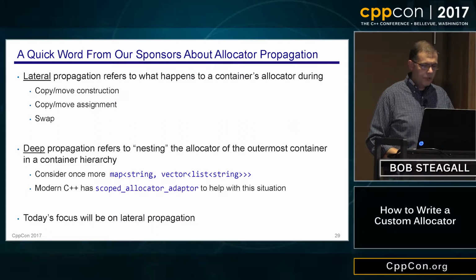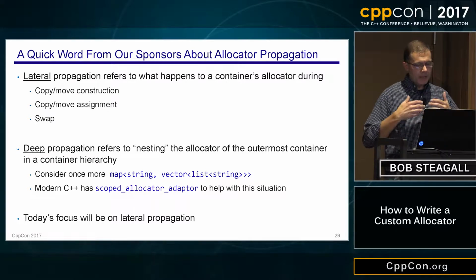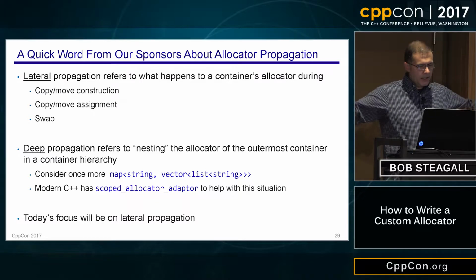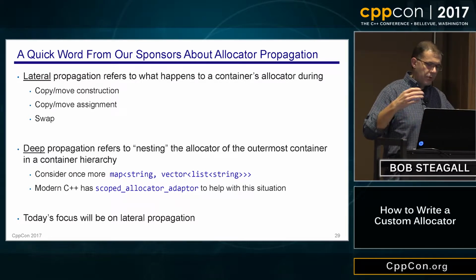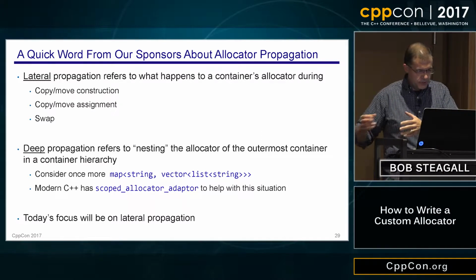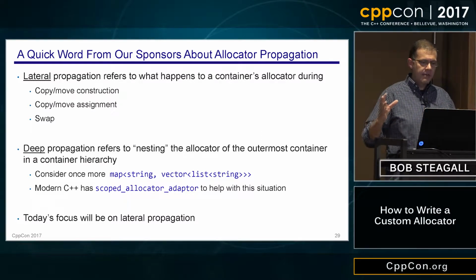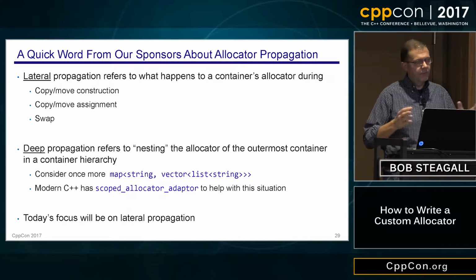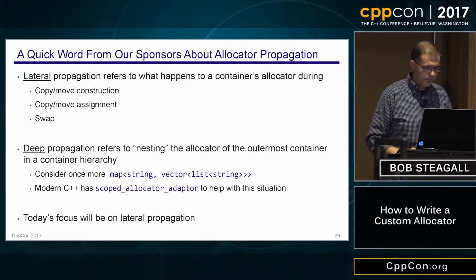Deep propagation refers to the process of nesting the allocator type and instance of the outermost container in a container hierarchy down into the innermost container. Consider again the previous example of a map that mapped strings to vectors of lists of strings. And you want to pass the same allocator instance down to all of those guys so they can allocate from the same arena.